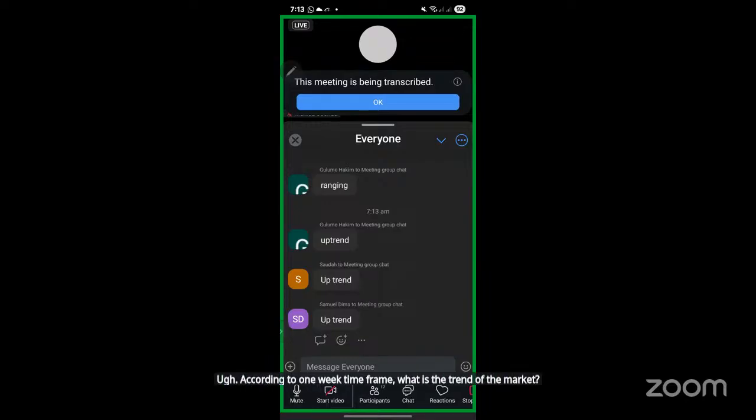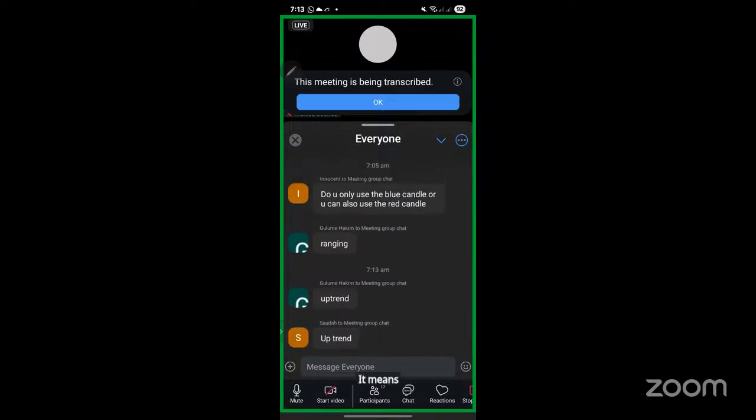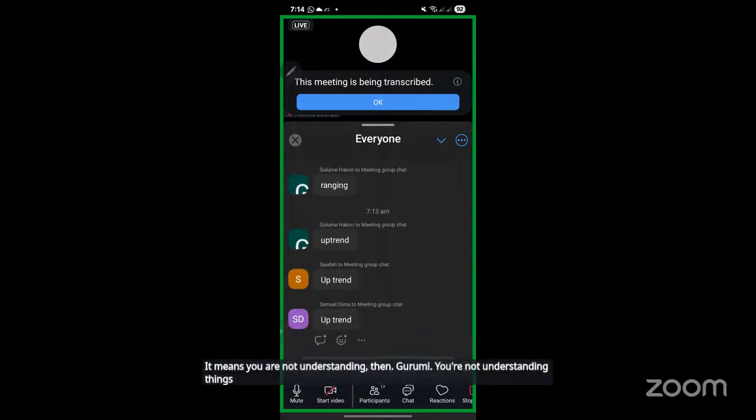Yes, the market is on an uptrend. Gurume, it means you are not understanding then. The market is an uptrend. Why do you say that the market is ranging?